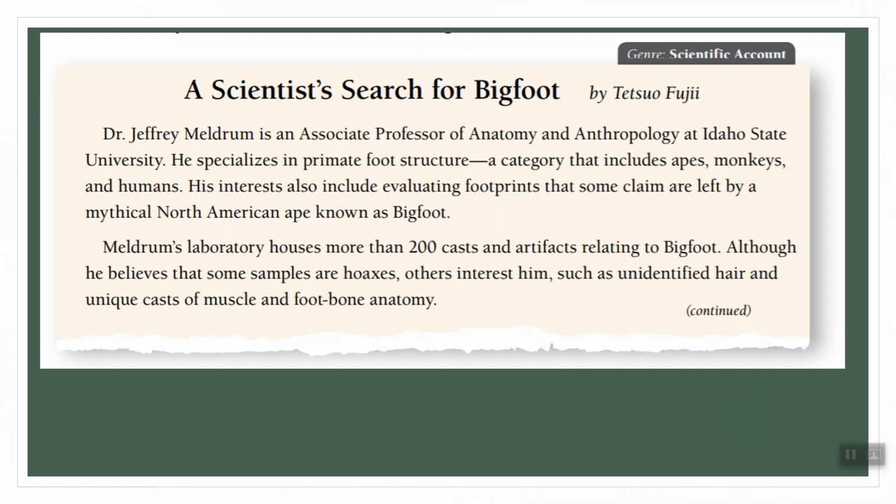His interests also include evaluating footprints that some claim are left by a mythical North American ape known as Bigfoot. Meldrum's laboratory houses more than 200 casts and artifacts relating to Bigfoot. Although he believes that some samples are hoaxes, others interest him, such as unidentified hair and unique casts of muscles and foot bone anatomy.